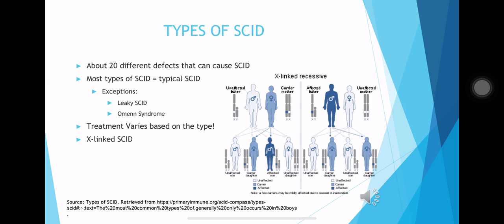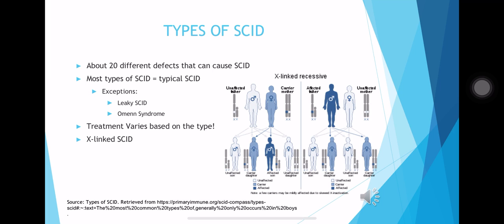There are about 20 different defects in genes that can result in SCID. Each individual defect is considered a type. Most types of SCID are classified as typical SCID, which is characterized by low or no T cells and a non-functional immune system. There are two exceptions to typical SCID, leaky SCID and Omenn syndrome.